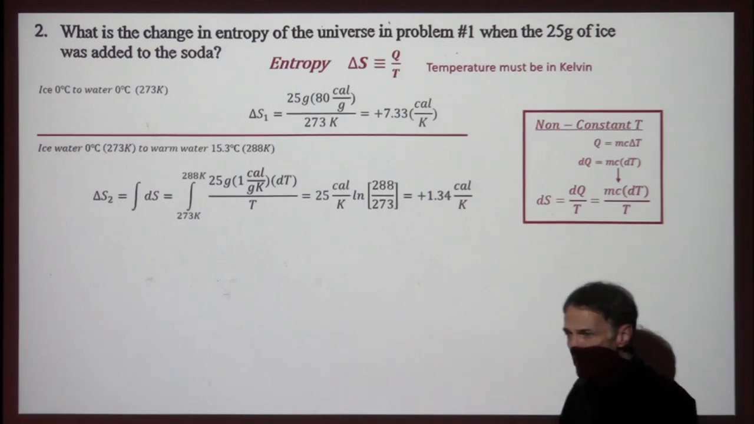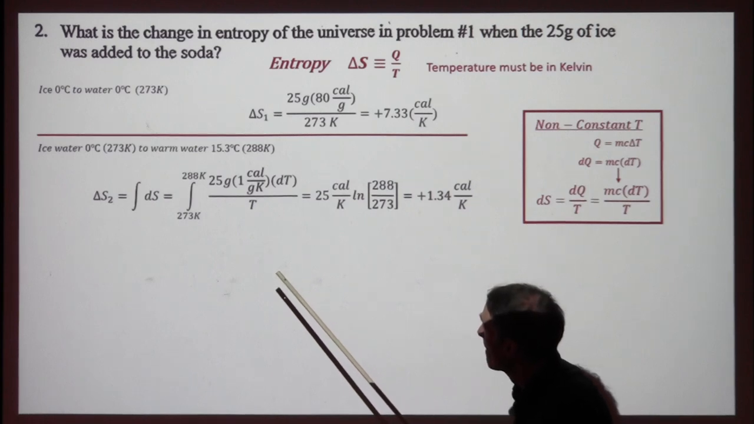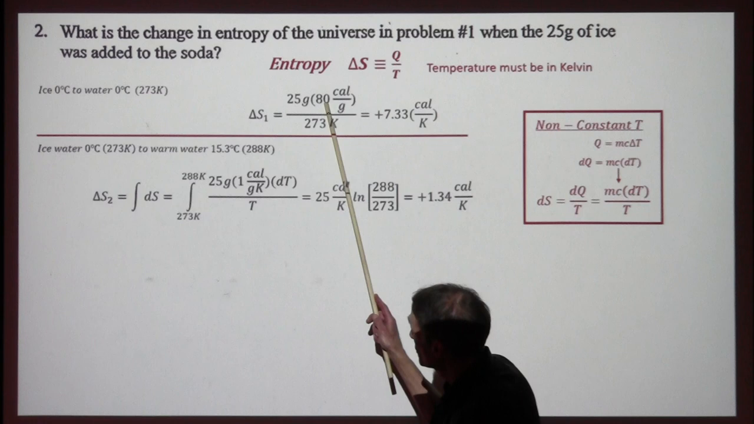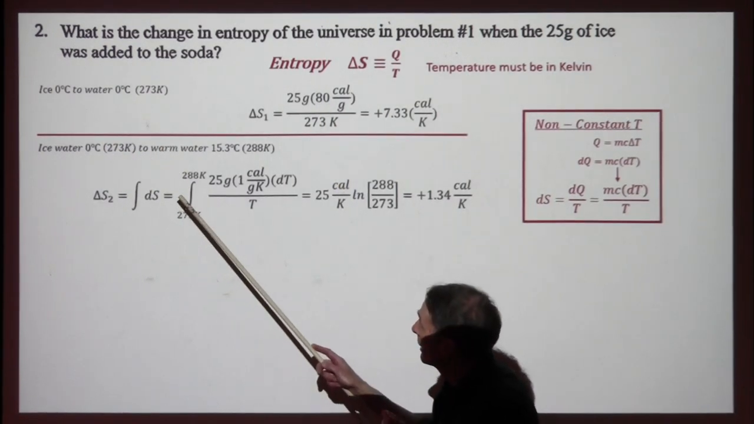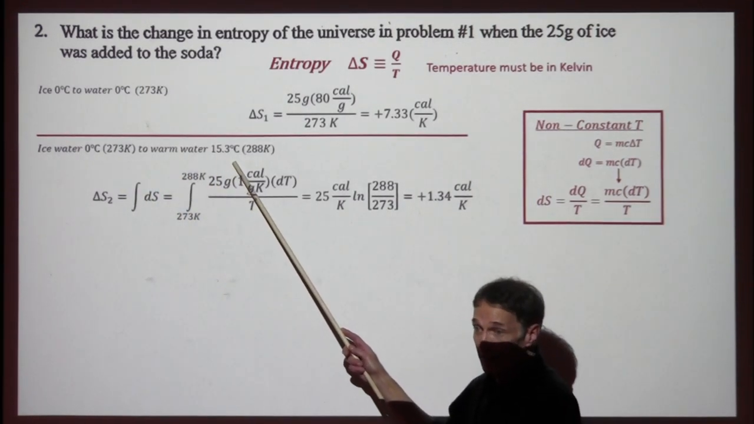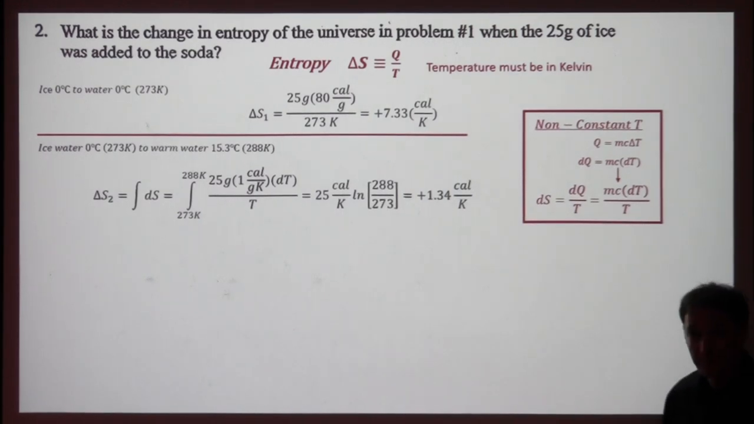Yeah? Why is it 80 calories per gram on the first part, and then the second part is 1 calorie per gram? Oh, well, we use 80 up here on this first part. That takes the ice solid to water. Now it is just, you might say, cold water, 0 up to 15. So it is still water, though. So I'm still using that. Yeah, good point.